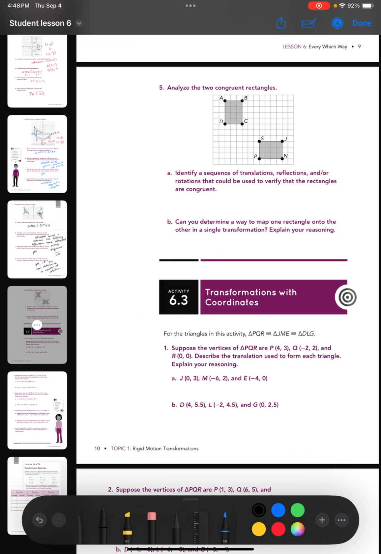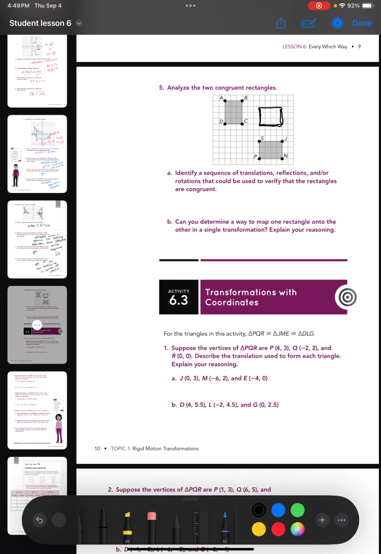All right, next page. Analyze the two congruent rectangles. Identify a sequence of translations, reflections, and/or rotations that can be used to verify the two rectangles are congruent. Okay, so if we're looking at this, we know for sure that the orientation has changed. So we'd have a rotation, and then it would be translated down. So it would be rotated to turn this way. We would need to find that center of rotation. Again, we're not going to get into determining a center of rotation. We're going to always use the origin.